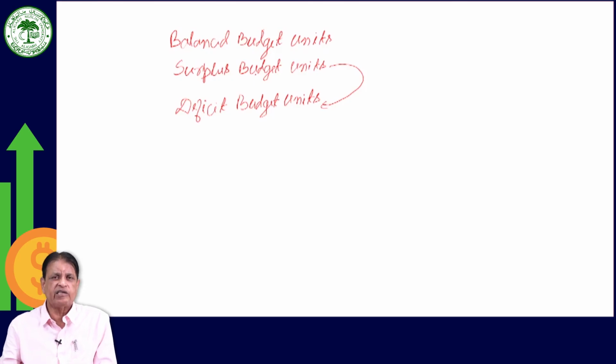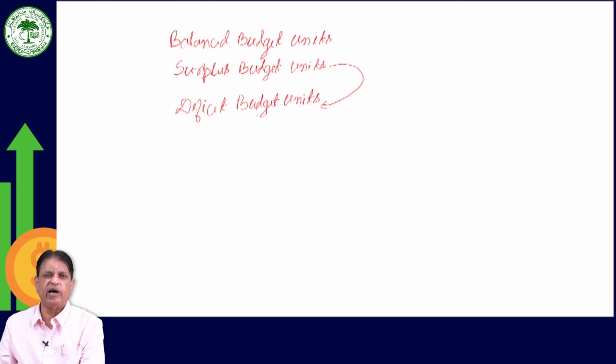These surplus budget units are also known as ultimate lenders. Ultimate lender, because there are some intermediaries who may be standing between the ultimate lender and ultimate borrower. That's why we are using the word ultimate, because otherwise lender and borrower is enough. But anyhow, they are the ultimate lenders, and deficit budget units, they are the ultimate borrowers.